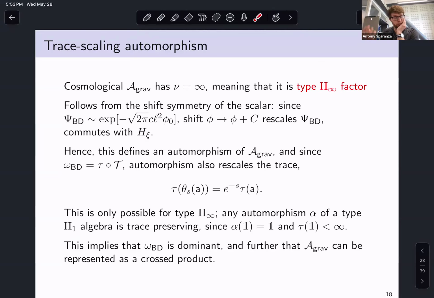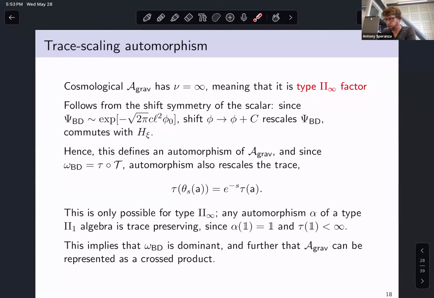Okay, so at this point, you can ask which kind of algebra does this cosmological example fall into? And there's a quick argument that you have to be in this type 2 infinity case, and it's because you have a symmetry around. So this massless scalar has a shift symmetry where you just shift the zero mode by a constant. When you do that, this Bunch-Davies weight just rescales, which you can see, right?